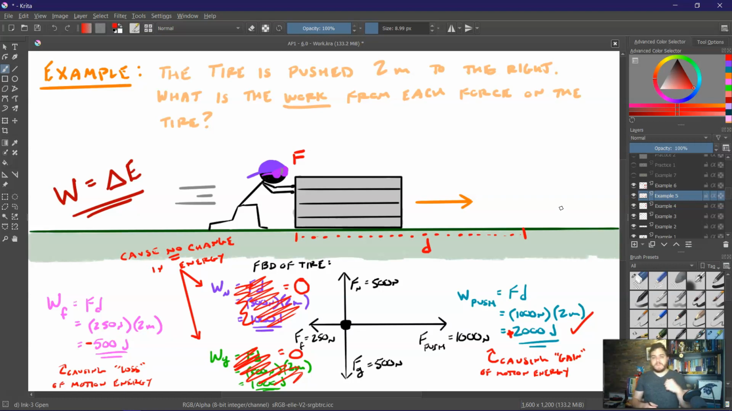Now, one last thing I want to mention here is let's talk about what is the net work on this system. And by net work, we just mean the total work, the summation. And so the net work would be, well, positive 2,000 plus negative 500. These are both zero. That would be a total of plus 1,500 joules.